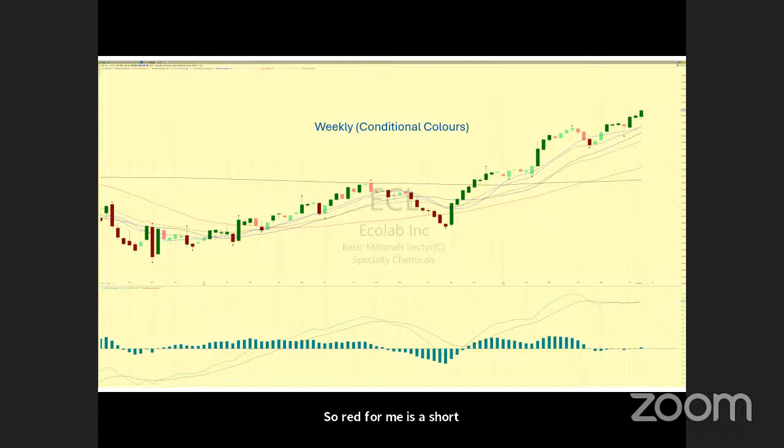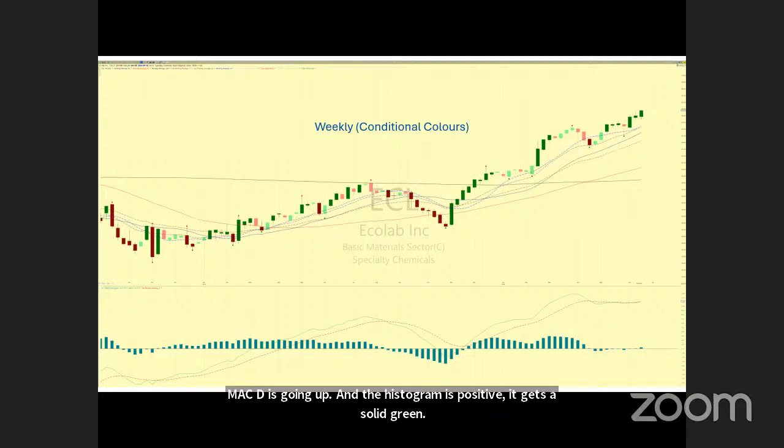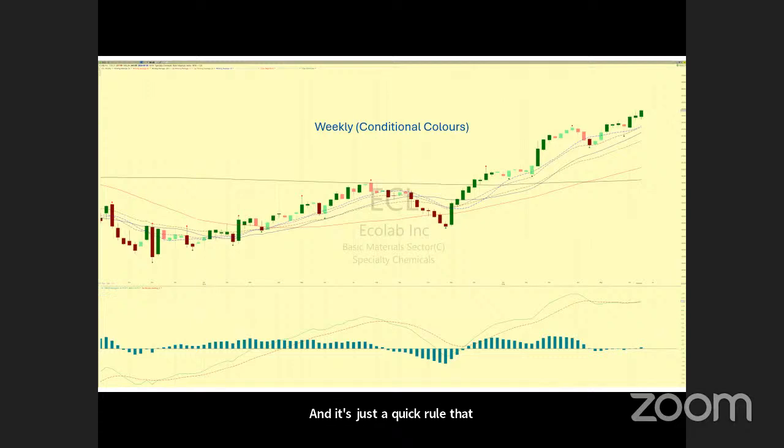Here's the weekly chart of Ecolab in this case. And I have conditional formatting on it, just related to the MACD. If the MACD is going up and the histogram is positive, it gets a solid green. And it's just a quick rule that I have that I can't short based on the weekly. That's a dark green bar, so I just don't short on that.